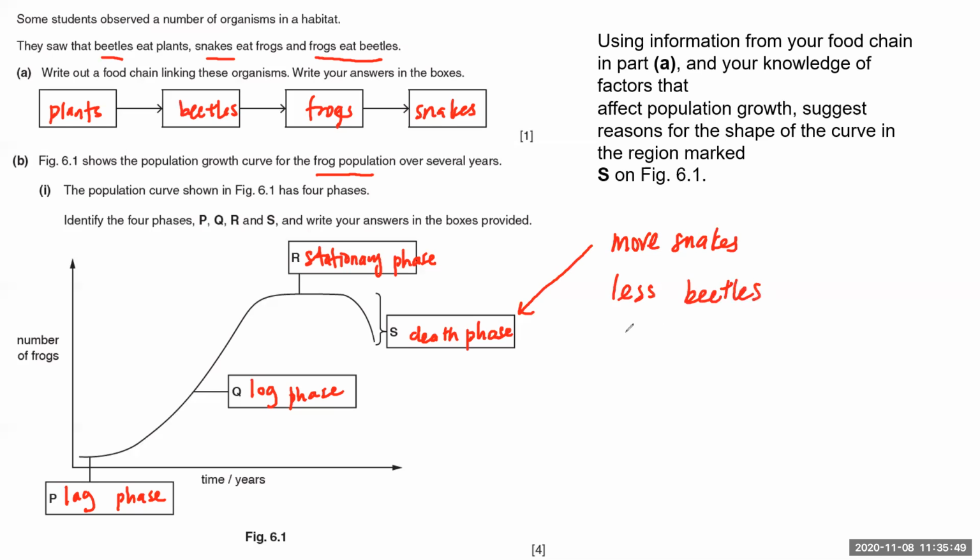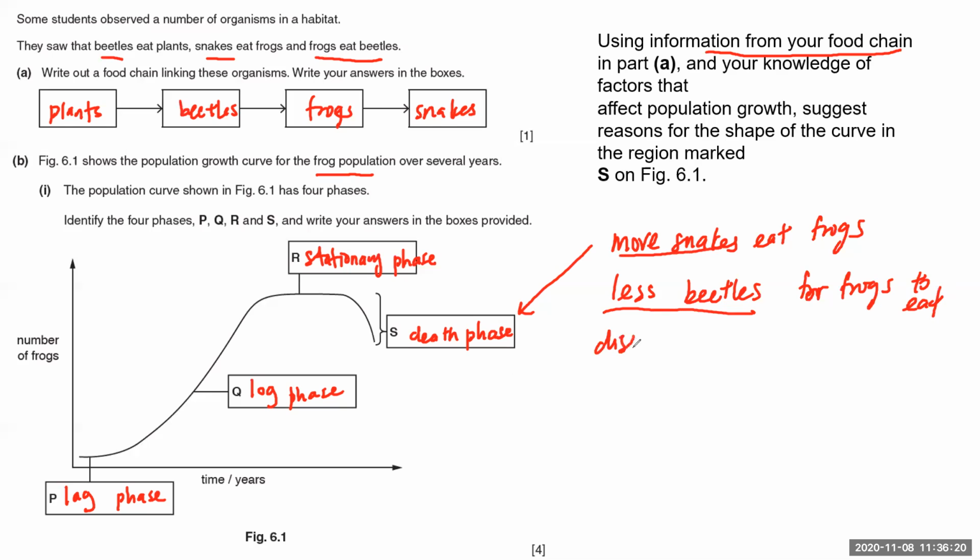Now remember, you cannot just say more food, less food, because they're asking you to use the information from your food chain. So you have to specifically say more snakes that eat frogs, less beetles for frogs to eat, or you can just say more population of snakes and less population of beetles. It's fine.